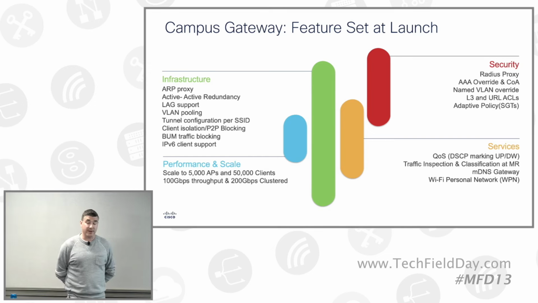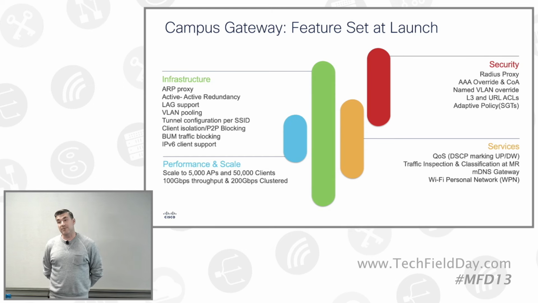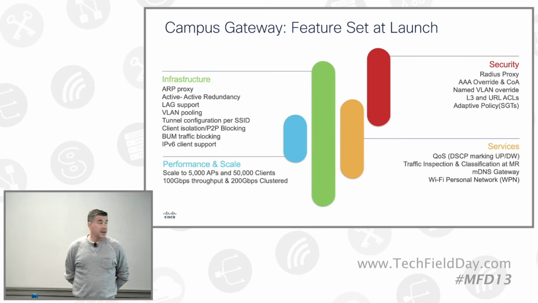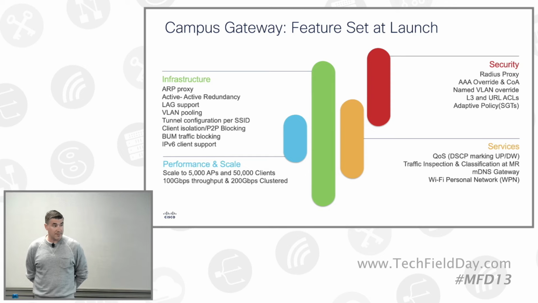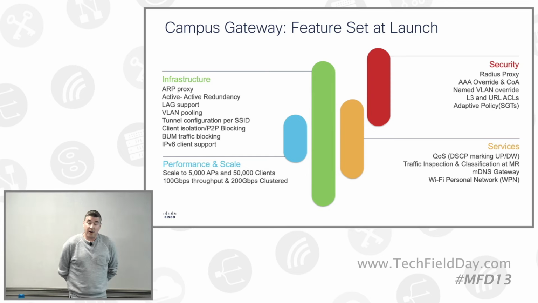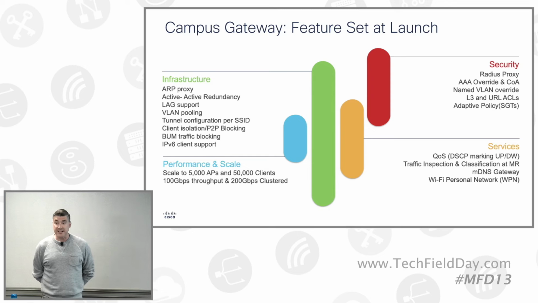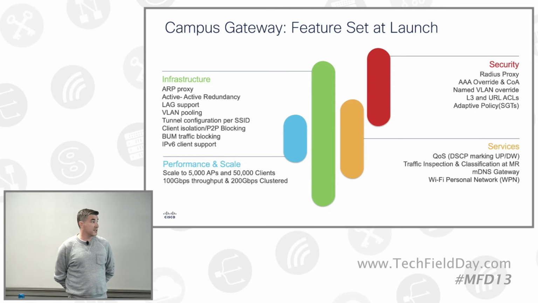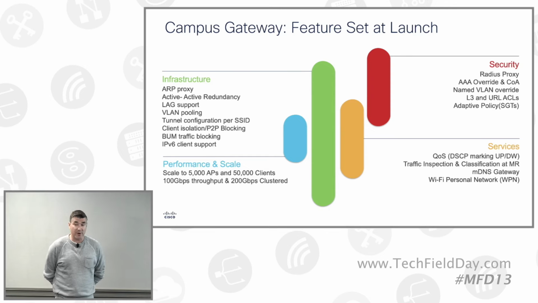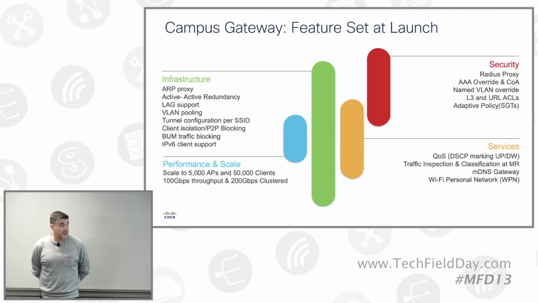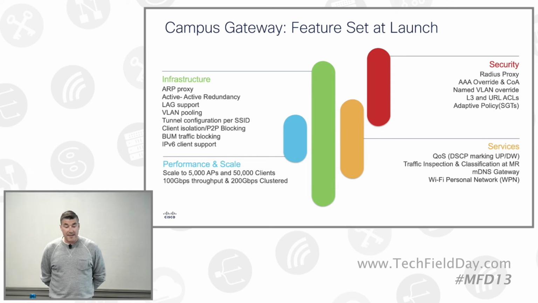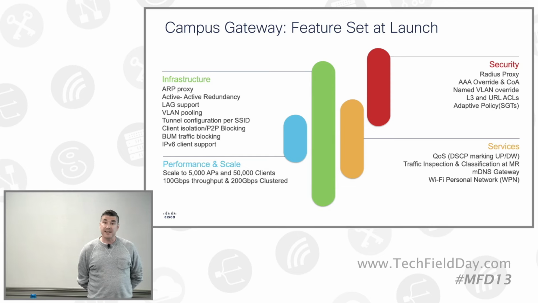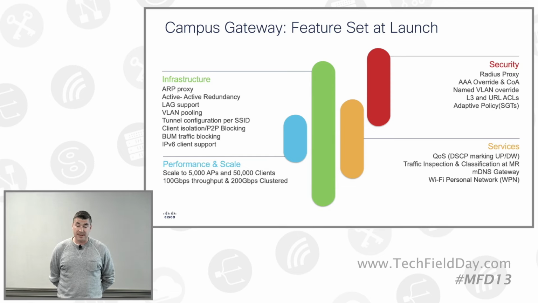From a security standpoint, everything you need to run on an enterprise network. The Campus Gateway acts as the RADIUS proxy, much like you would have with an on-premise controller. And then all the other features you typically see in these highly demanding environments. From a macro level, AAA override, named VLAN, all that segmentation, down to micro-segmentation with adaptive policy. And lastly, on services, mDNS gateway with location services and support for Wi-Fi Personal Network.